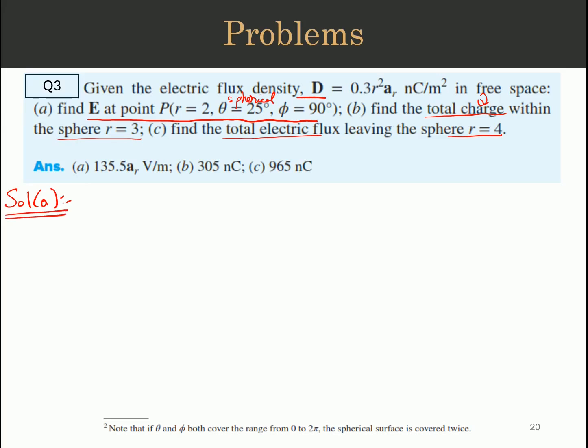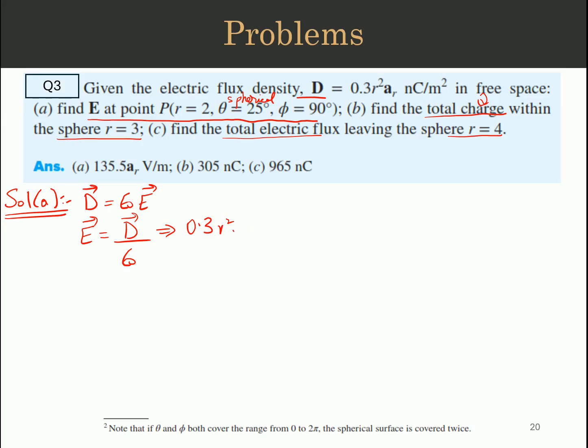Electric flux density is given, and we need to find E. We know the relationship between electric flux density and electric field intensity: D is equal to epsilon into E. That's it. So we can find E, which is straightforward. You just take the value of D and divide by epsilon. So the value of D is 0.3 r square into a of r.